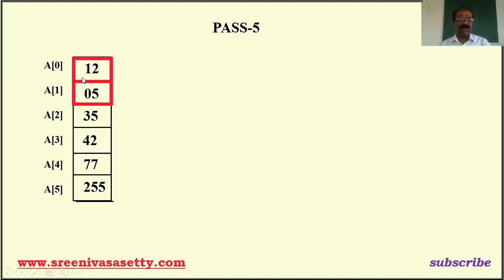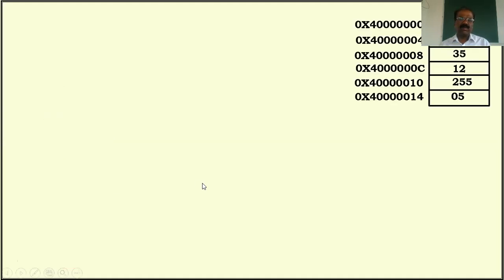If it is in descending order and you have to make it ascending, it requires an exchange. Therefore, you have to exchange 05 and 12. Once the total number of passes gets completed and equals 0, all the numbers are arranged in ascending order: 05, 12, 35, 42, 77, 255. So this is the logic behind this particular program.